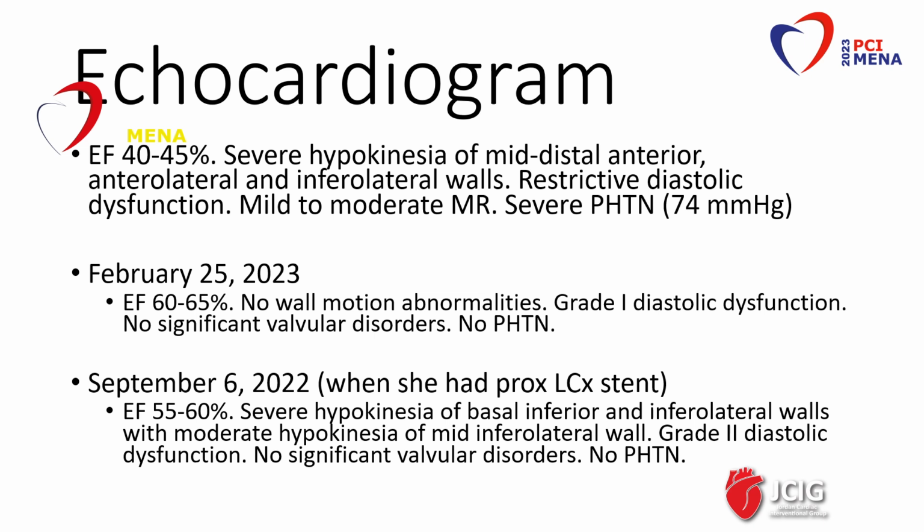Grade 3 diastolic dysfunction, mild to moderate MR with severe pulmonary hypertension. Previous echo in February as part of a follow-up in the clinic showed EF of 60-65% and no wall motion abnormalities. In September 2022, when she needed the left circumflex artery stent, she had preserved EF, but obviously wall motion abnormalities of the left circumflex territory.